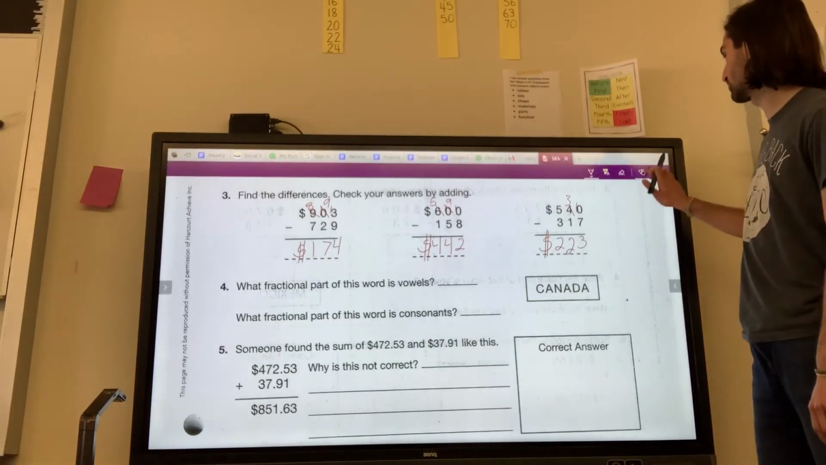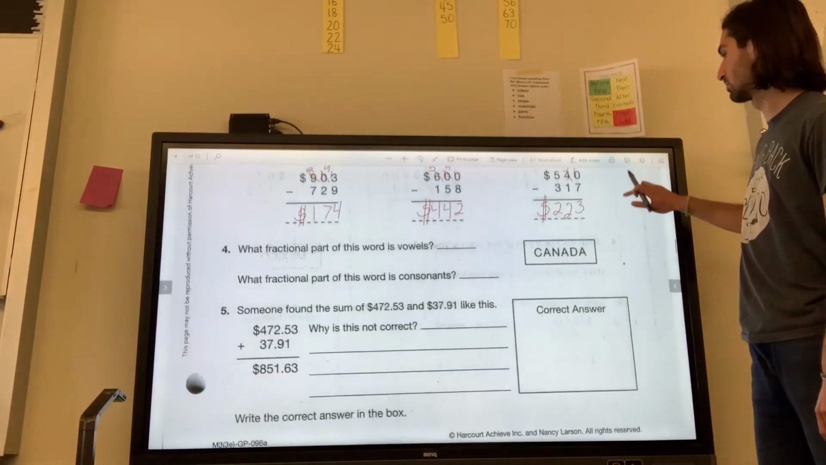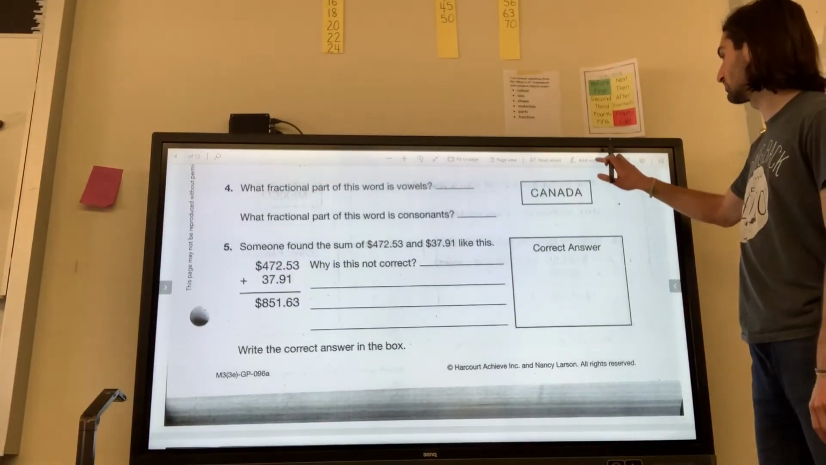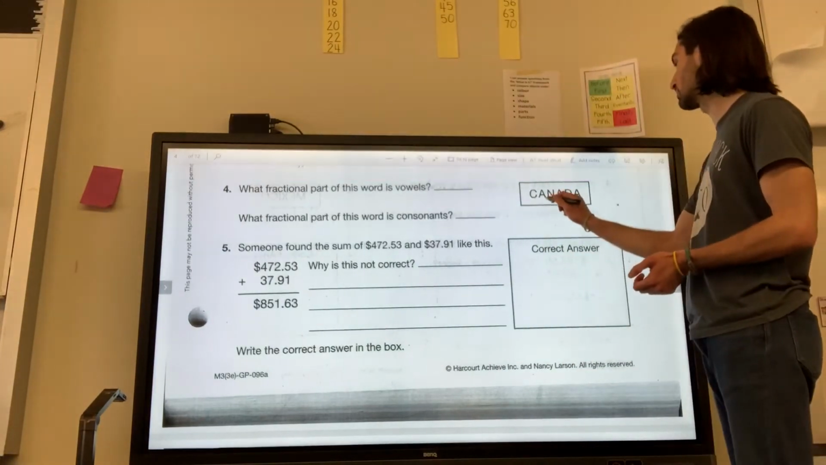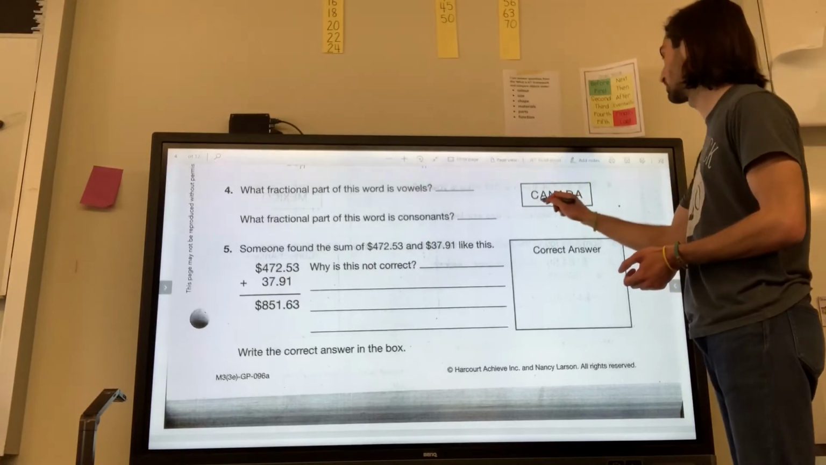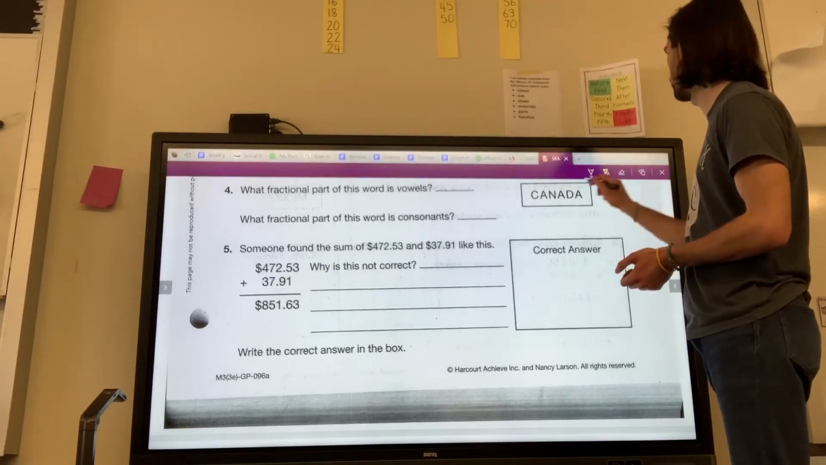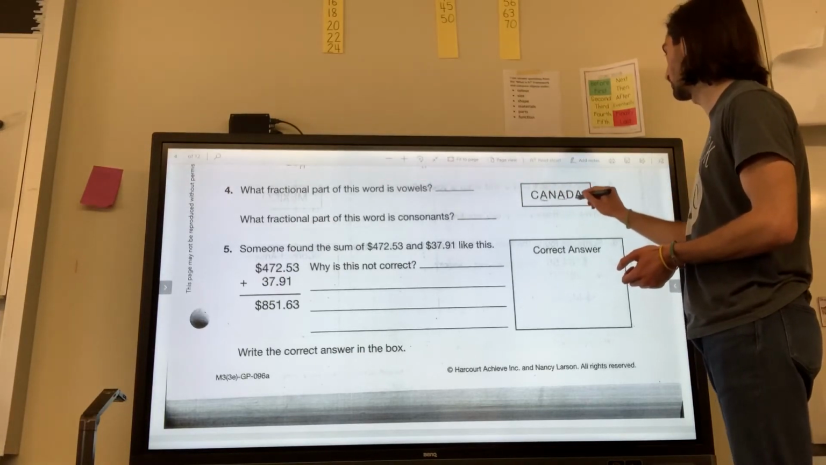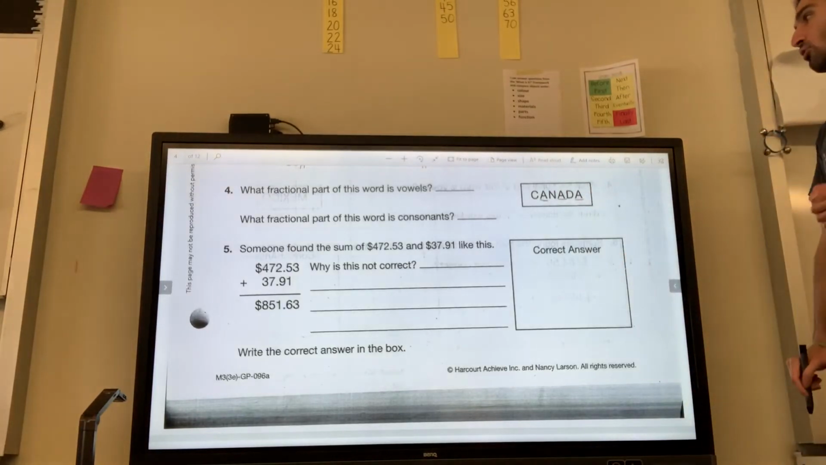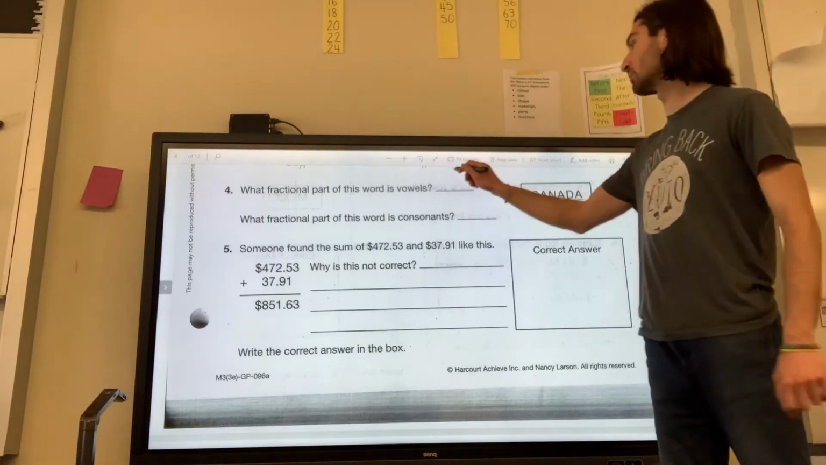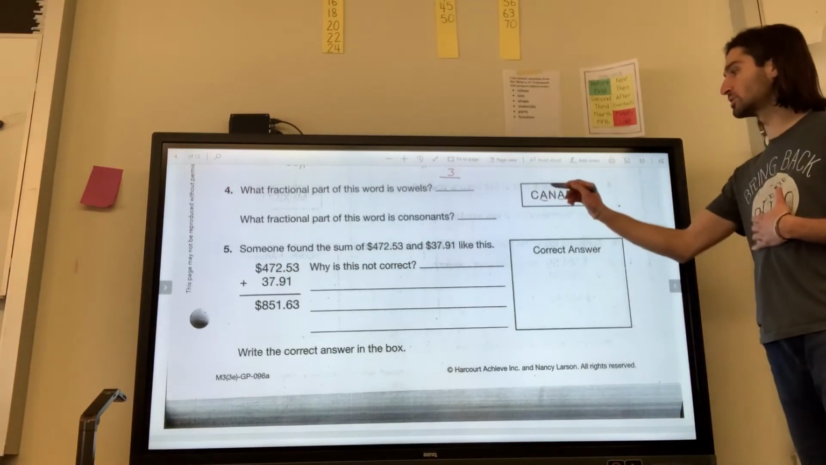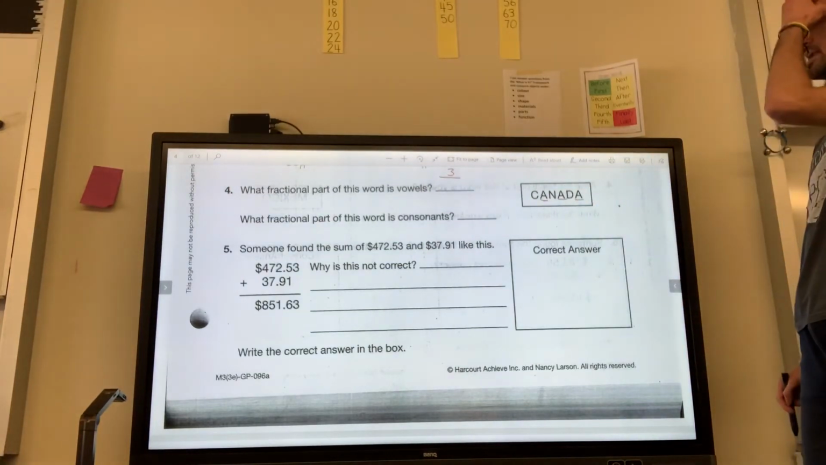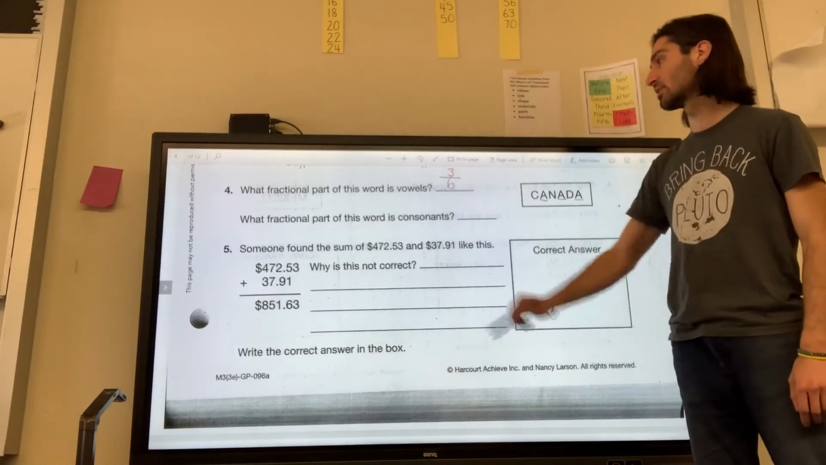All right, let's go to question 4. Okay, what fractional part is vowels? So vowels are A, E, I, O, U. So A, no E's, no I's, no O's, no U's. So there's 3 vowels. Out of how many letters are there all together? There's 1, 2, 3, 4, 5, 6 letters in the word Canada. So 3 out of the 6 are vowels.